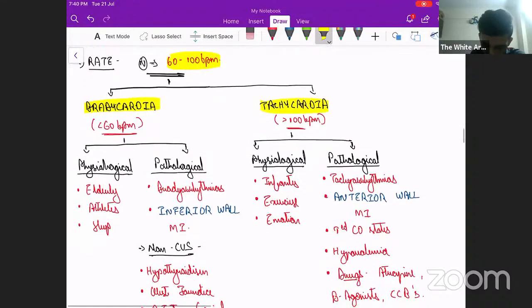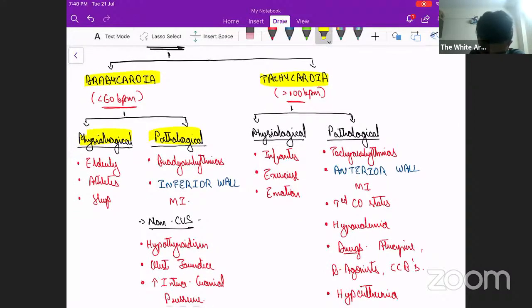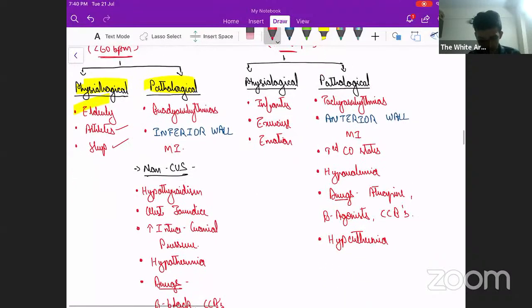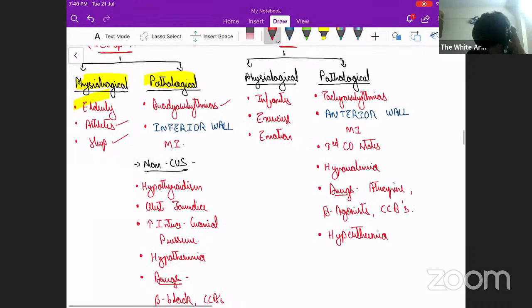In both there can be physiological causes as well as pathological causes. Physiological causes can be the elderly due to SA nodal degeneration, or athletes, wherein there is increased vagal tone, or sleep, because of the decreased adrenergic drive. Pathological conditions: bradyarrhythmias can be there, like sick sinus syndrome, AV block. Then comes inferior wall MI.